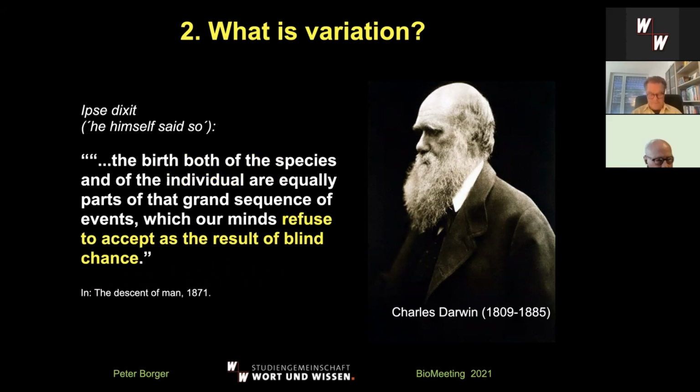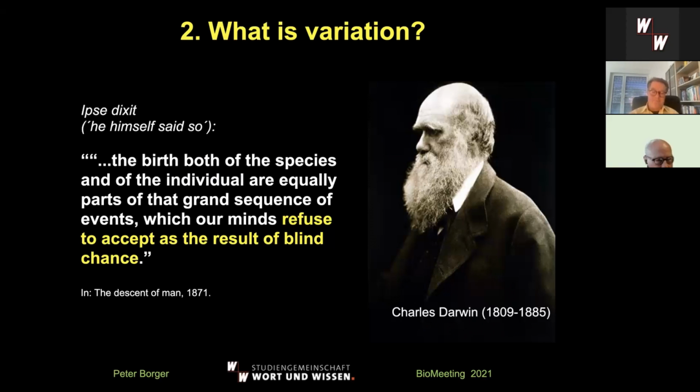If we look further into what Darwin wrote on this type of thing, he later wrote in 1871 that the birth of the species, which is actually due to variation and speciation processes, he says then, "and of the individual are equally parts of this grand sequence of events which our minds refuse to accept as the result of blind chance." So then he started to believe that the variation that we observe, and which leads to observations like speciation, is not due to blind chance.